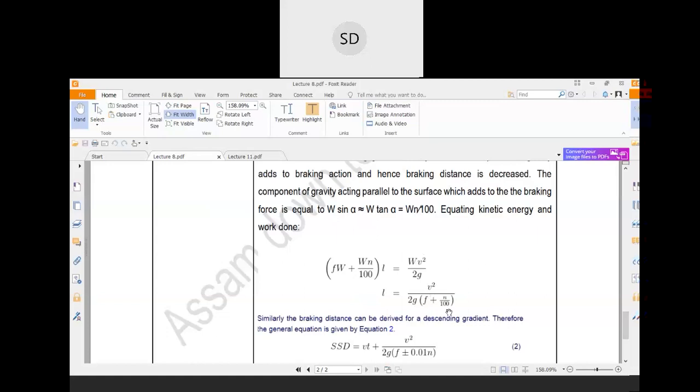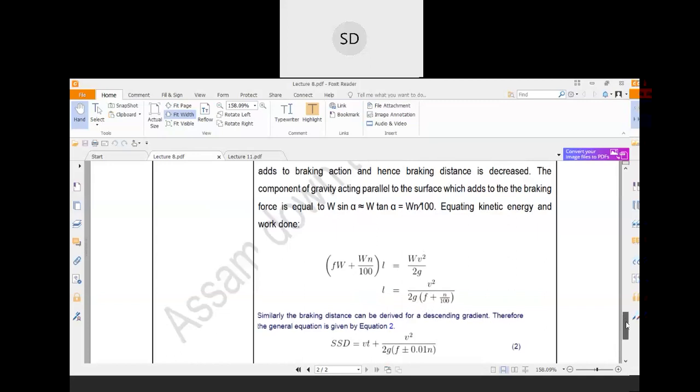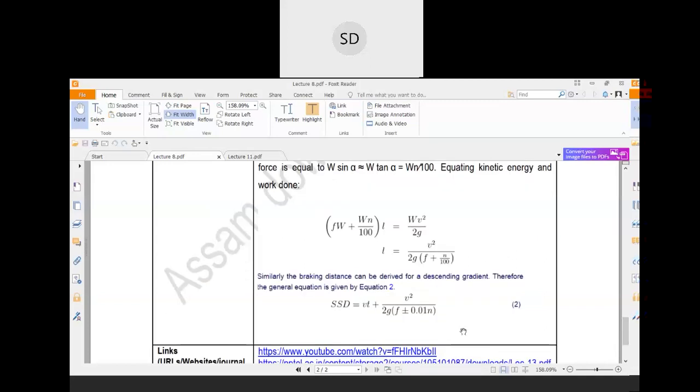Now if you are descending a gradient, descending means you are going downward, and in that case your total braking distance would be increased. So here the braking distance would be v square by 2g into f minus 0.01 n, or f minus n by 100. So for ascending and descending gradients, your total SSD would be Vt plus V square by 2g into f plus or minus 0.01 n.